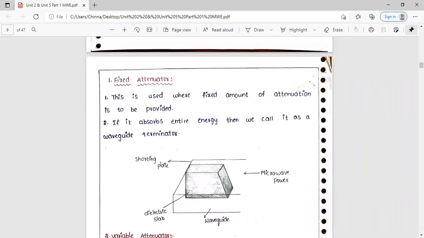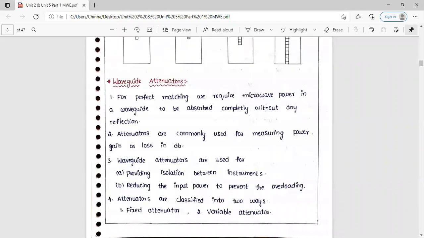Coming to attenuation, attenuators are generally used for measuring the power gain and power loss in microwaves. Attenuators are commonly used for the measurement of power gain and loss in dB. For perfect matching, we require the microwave power in the waveguide to be absorbed completely without any reflections.